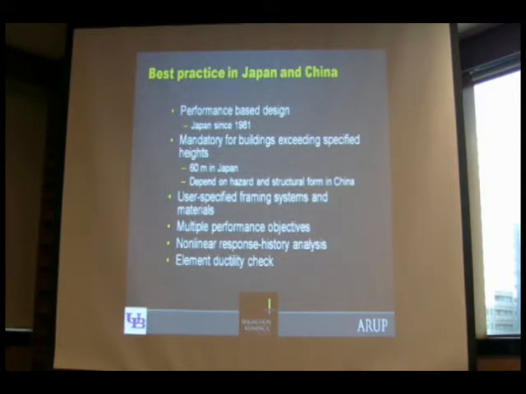Performance-based earthquake engineering in Japan and China enables the engineer to use non-traditional framing systems and materials. They typically require multiple performance checks. They've used nonlinear response history analysis, again, for many years, and component checking is not really deformation-based, it's ductility-based. So, and the two are related.